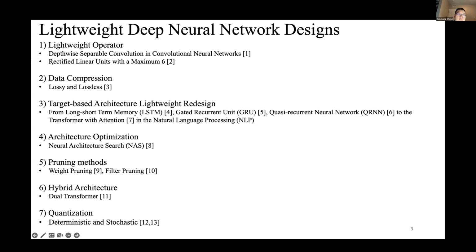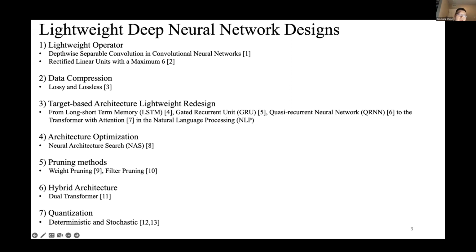And for example, for the non-linear activation function, there is the rectified linear unit with a maximum of 6. This new design can increase the classification accuracy while keeping the same simple rectified linear unit operation design. We can also go for data compression, and there are 2 categories, lossy methods and lossless methods. If we can reduce the capacity of our inputs, we definitely can scale down our following deep neural network.